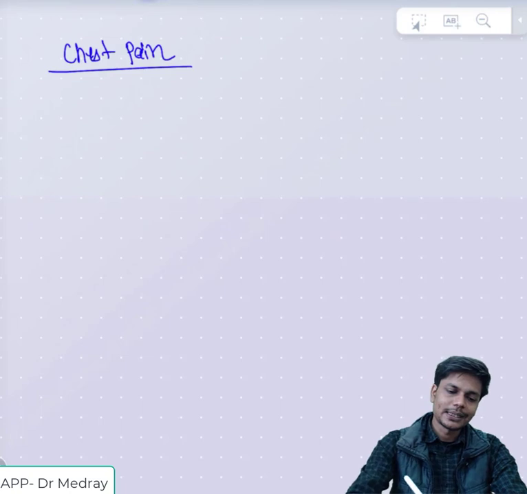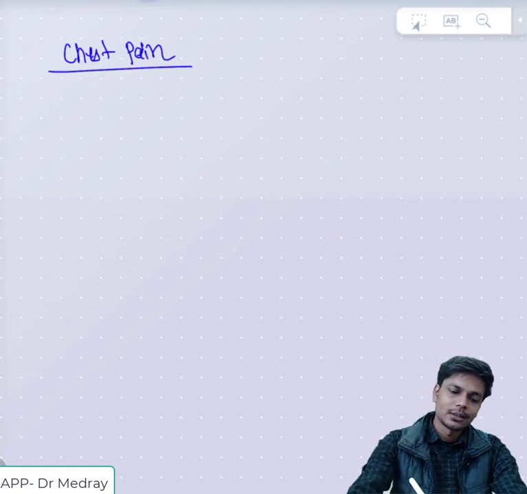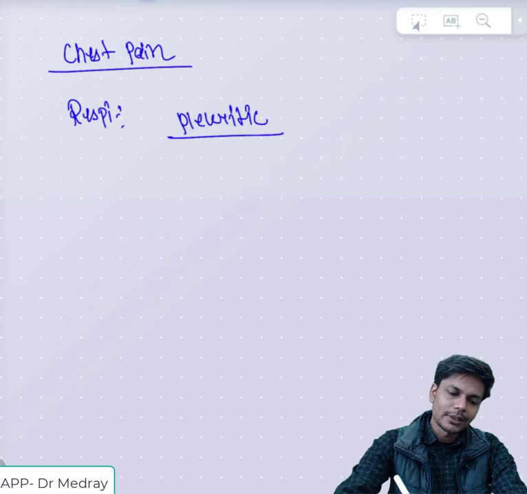So what are the respiratory causes? We will not discuss the cardiac cause of chest pain here. We will discuss it in the cardiology section, but we will discuss the characteristic features for how to differentiate the respiratory cause of chest pain from other causes. As I told you, respiratory chest pain is usually pleuritic chest pain. And what is the characteristic of pleuritic chest pain?